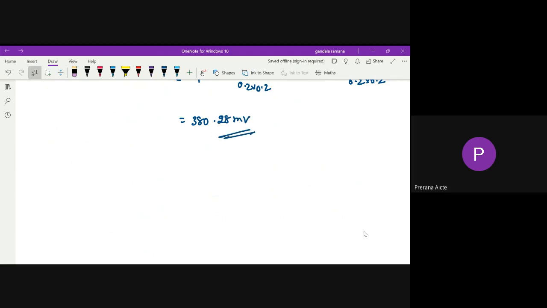So it will be asked for 2 marks in the GATE examination. The next question was also asked in the GATE examination in 2011, a 2 marks question.